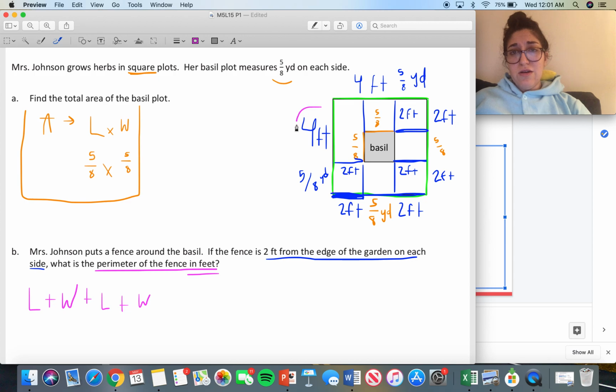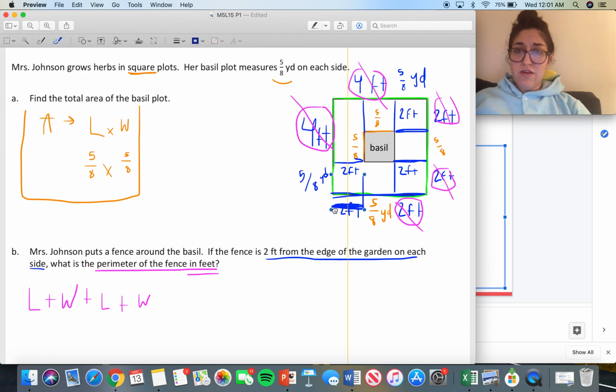So here, I'm just going to count all of my whole numbers and take them out. 4 feet, 8 feet, 10 feet, 12 feet, 14 feet, 16 feet. So far I have 16 feet. I still need to add my 5/8 of a yard.